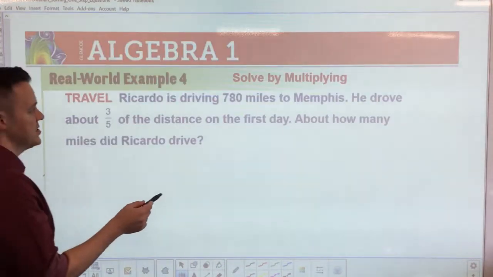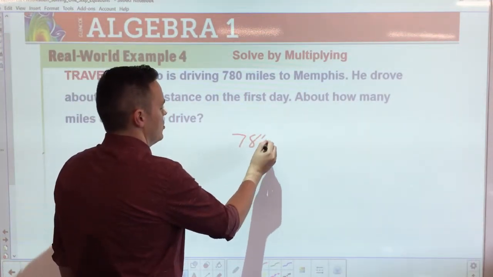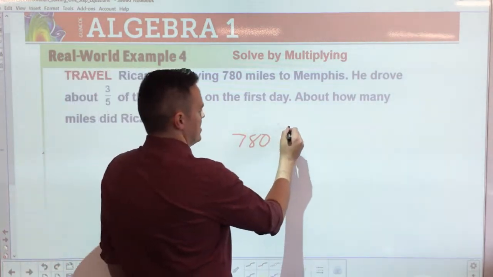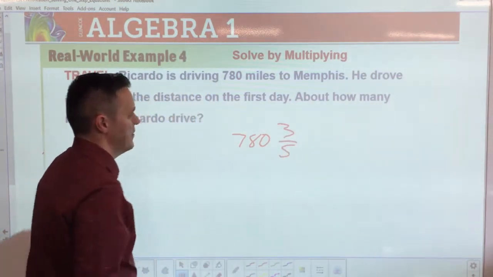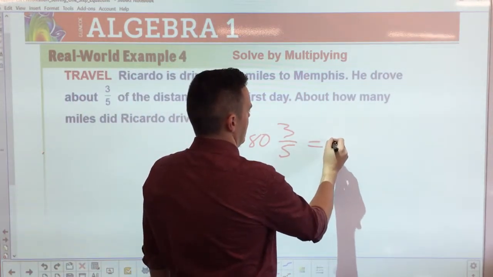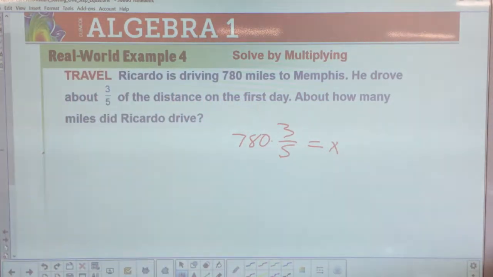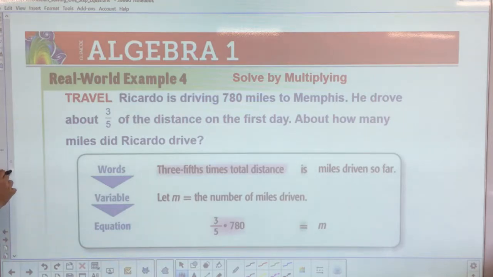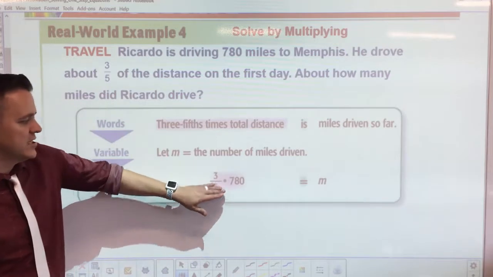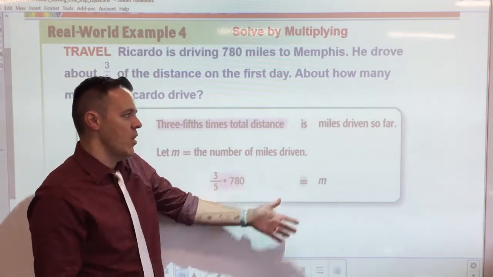All right, so let's talk about this equation real quick, ladies and gentlemen. Ricardo drove 780 miles. So if you go 780, okay, he drove about 3/4 of the distance on the first day. About how many miles did Ricardo drive? Here's the equation. 3/5 the total distance. So if the total distance was 780, we would just multiply it by 3 over 5, and then we would have what?